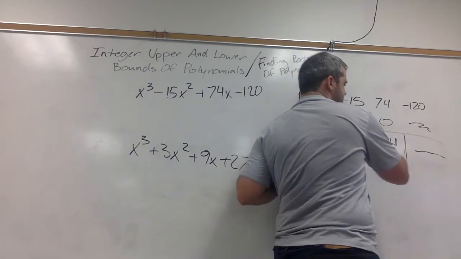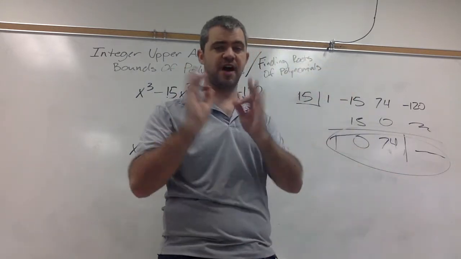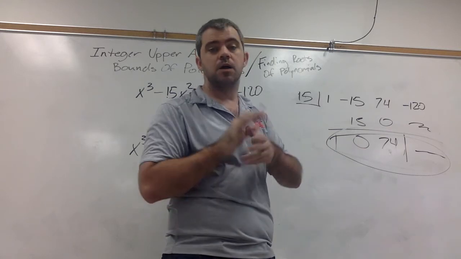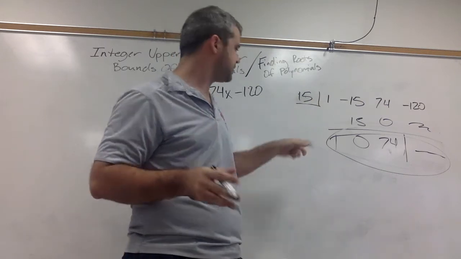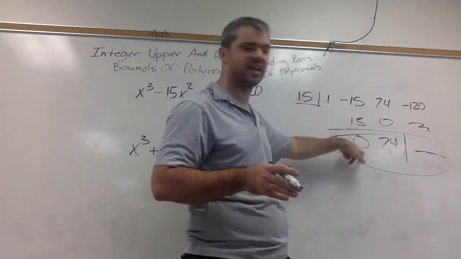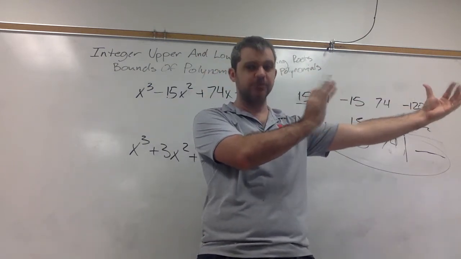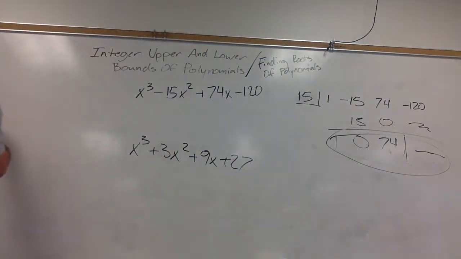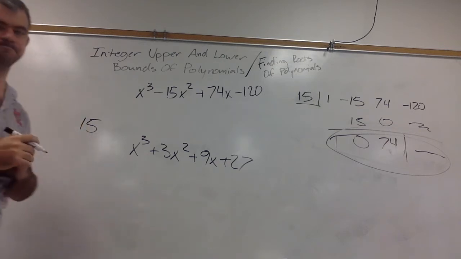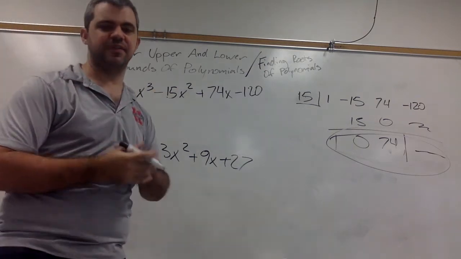So this is all positive. Okay, or non-negative, I should say, because 0 is fine. So I could test out 14, but I know 14 is going to fail right here because I'm going to get a negative. So of all of my integer upper bounds, 15 is the biggest one. So all of my roots are going to be 15 or lower.